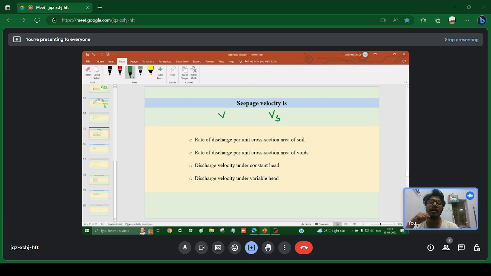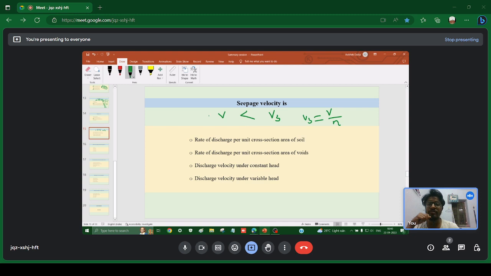Now these are related to each other using the porosity of soil. How? Porosity is obviously always less than 1. So Vs equals V, the discharge velocity, divided by n, where n is the porosity. Since n is less than 1, Vs will be more than V, or V is less than Vs.